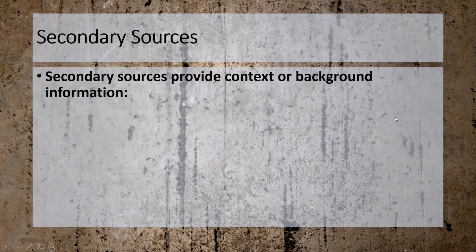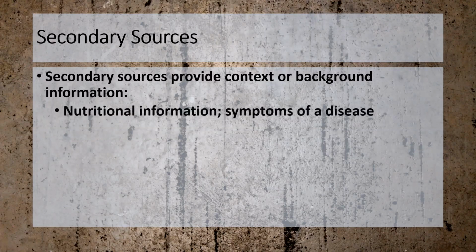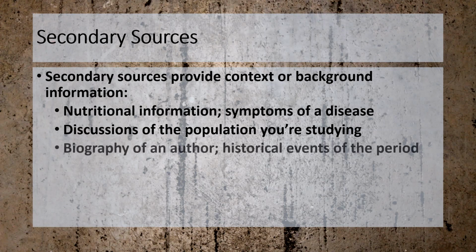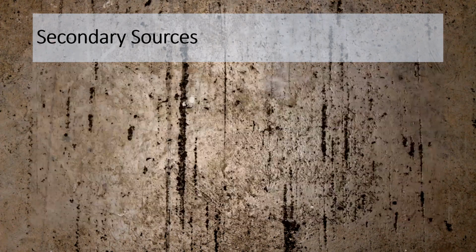So they can provide, as I said, background information or context. So again, nutritional information or symptoms of a disease. These are just examples. Discussions of the population you're studying or the demographics, biography of an author, historical events of the period surrounding the text or whatever it is that you're interpreting. Again, these are just a few examples.